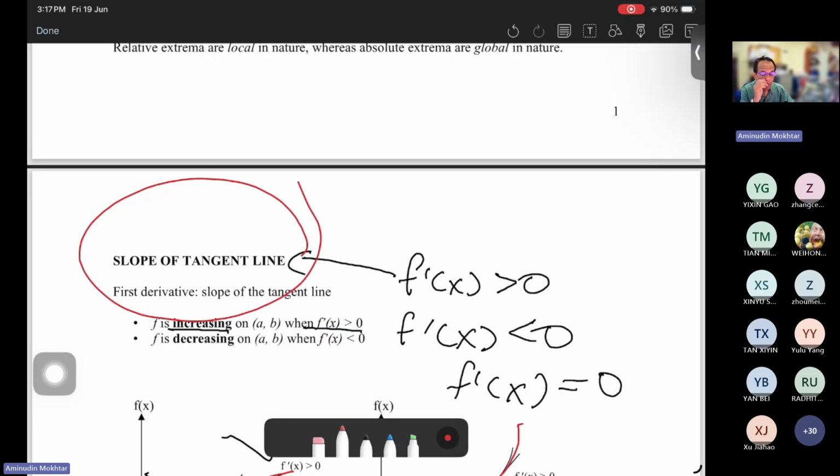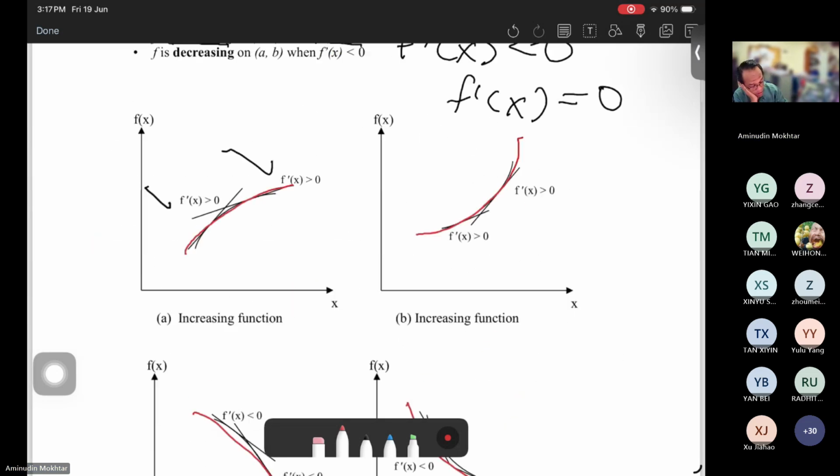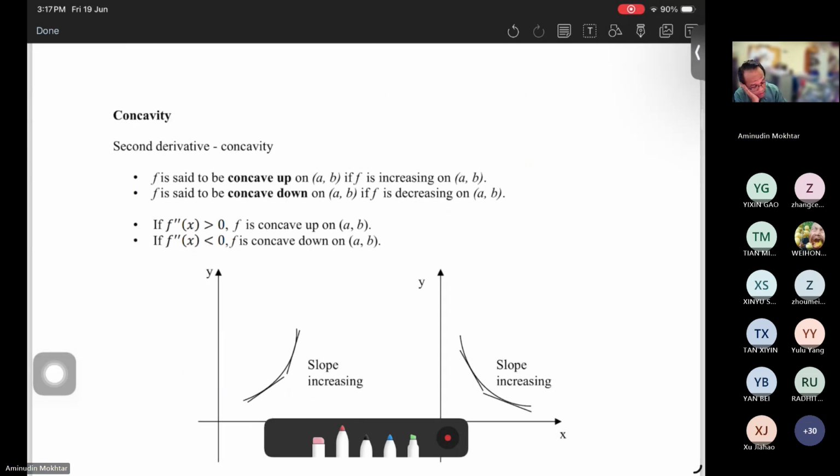Now we are going to apply the first derivative in terms of slope. What slope? The slope refers to the slope of the tangent line. That is the dy dx. The second derivative will be used to refer to the concavity. Concavity adalah kecekungan or kecembungan.